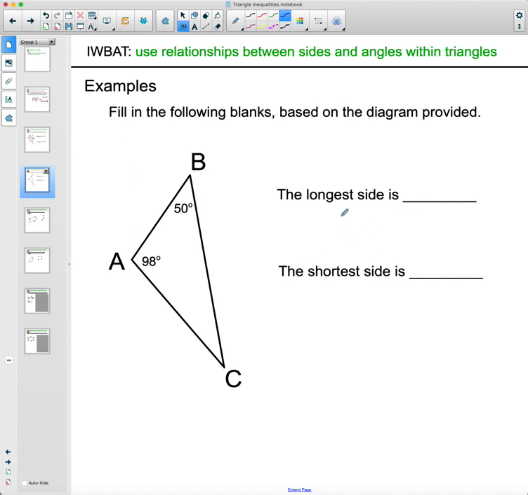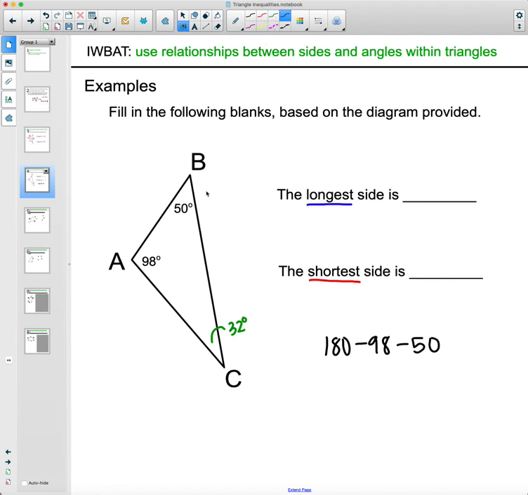Next one, this one wants the longest side and the shortest side. So we are going to have to find the biggest angle and the smallest angle. There are only two angles given here, so what we need to do is figure out how big this third angle, C, is, to determine if that is bigger or smaller than either of these two. We know that the total is 180, so we will do 180 and subtract off the 98 and the 50 to get our leftover of 32 degrees. So angle C is 32 degrees.